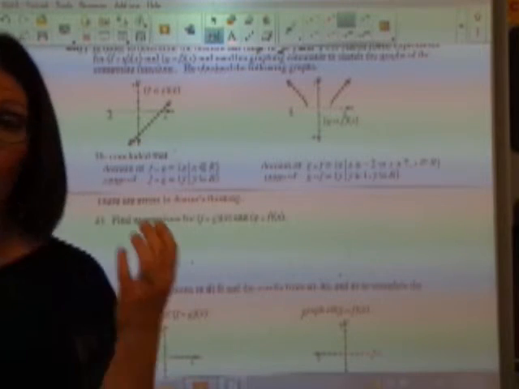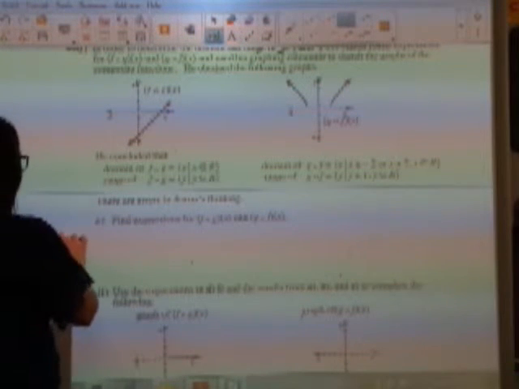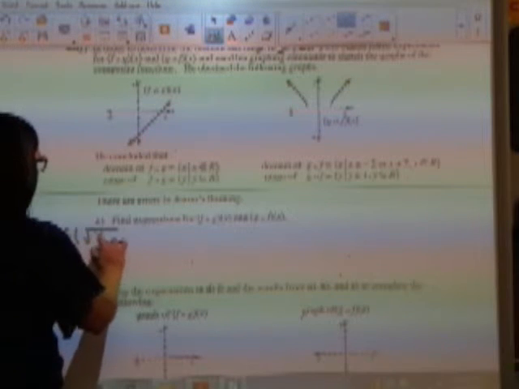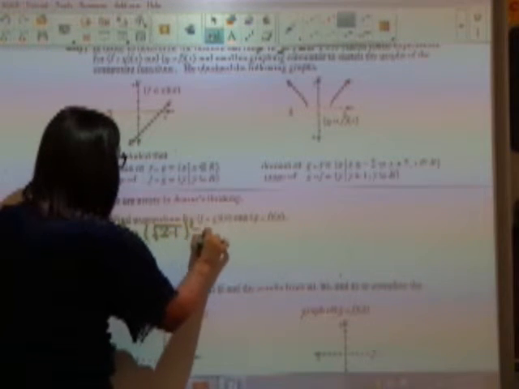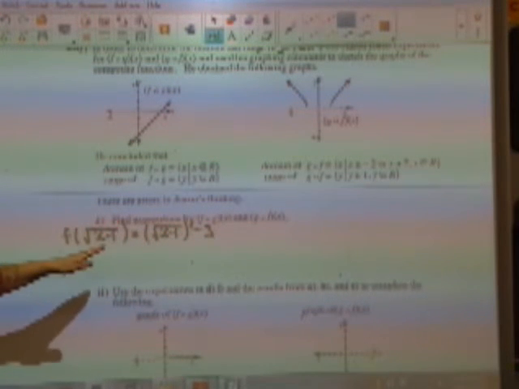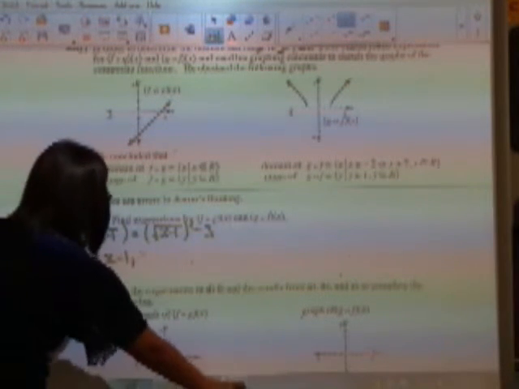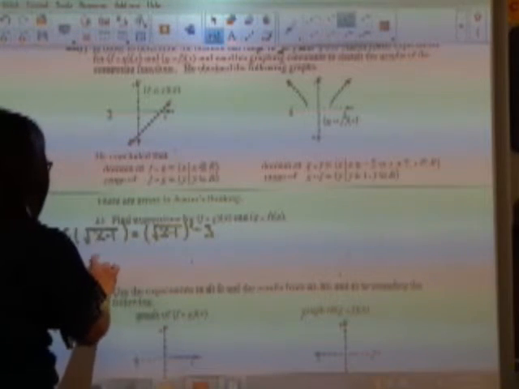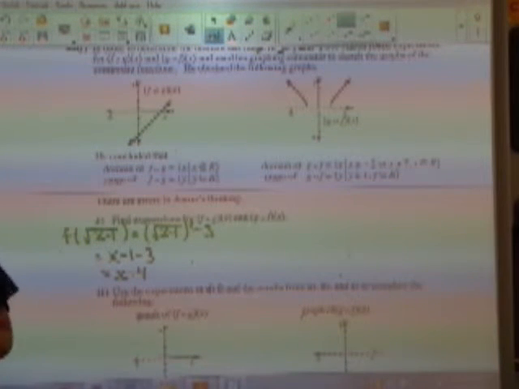So the errors, where we have to start back from, is we have to go back to what the composite functions are. So if I find expressions for f of g of x, that would be f of the square root of x minus 1, which would then be the square root of x minus 1 squared minus 3. When I square the square root, it cancels out because it's an inverse function. So I get x minus 1 minus 3, which is x minus 4.